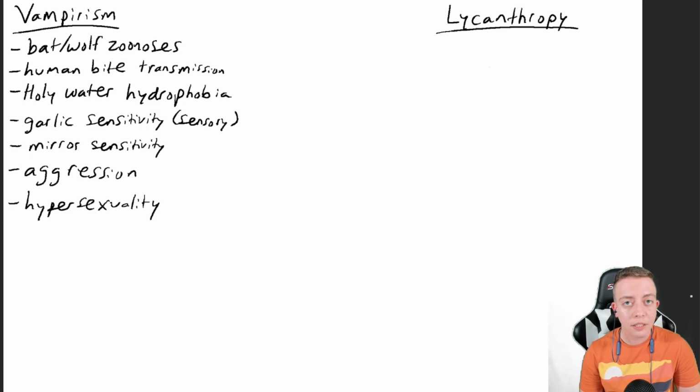You have mirror sensitivity, same thing. You walk in front of a mirror, you see somebody that looks like you. Not understanding how to process that information, and having very severe paranoia and responses to this stimulus, you might become agitated at the sight of your own reflection. So again, aggression is a symptom of this. And then hypersexuality, we see in a lot of vampire myths. A common trope is vampires wanting to use their powers to seduce other people.